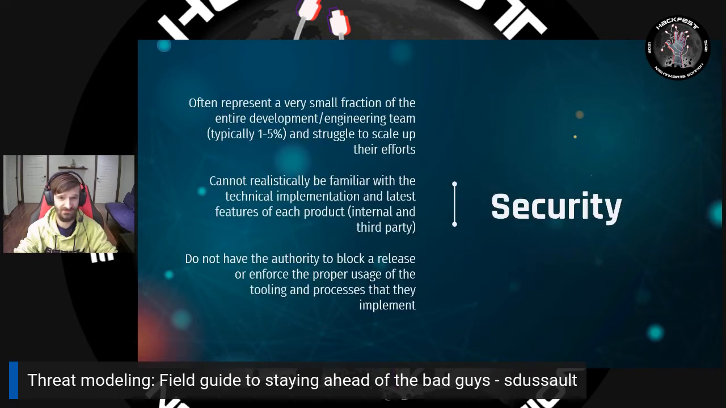Now, as a security team, surely security should be the owners of security, right? That makes sense. The issue with that way of thinking is, first, that they often represent a very small fraction of the entire development and engineering team. So I put 1 to 5%. I've worked in a lot of businesses, a lot of different contexts, and I think that's about a realistic number, having 1 to 2 security people per 100 devs.